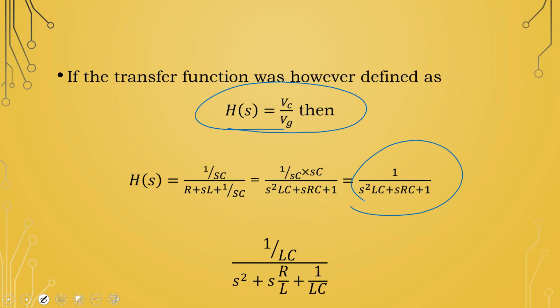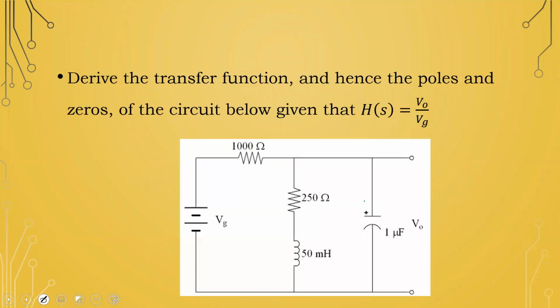What I want to do now is to put some numbers. So I want to derive the transfer function for the circuit and then determine the poles and zeros. And the transfer function here is defined as V0 over VG. So it's V0 over your supply.